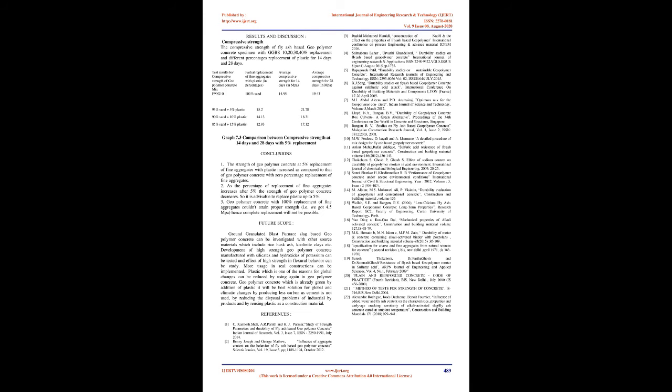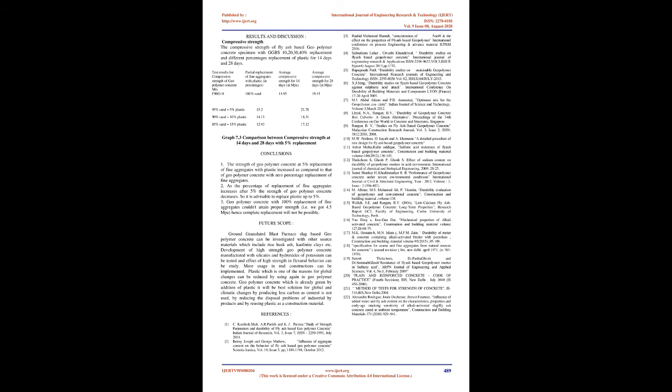Geopolymer concrete with plastic replacement, 2019 Department. Results and discussion. Compressive strength. The compressive strength of fly ash-based geopolymer concrete specimens with GGBS 10, 20, 30, 40% replacement and different percentages replacement of plastic for 14 days and 28 days. Test results for partial replacement. Average compressive strength of fine aggregates. Compressive strength of geopolymer concrete with plastic, strength for 14 days, strength for 28 days.